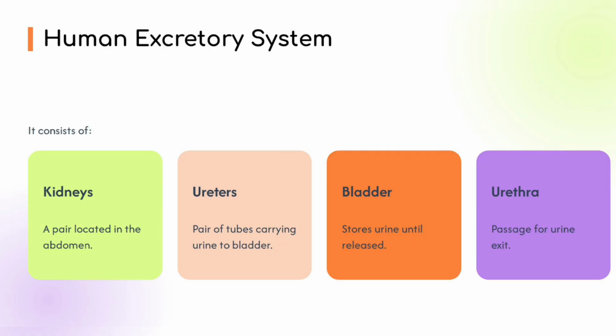Ureters, a pair of tubes, carry urine from the kidneys to the urinary bladder. Urinary bladder stores urine until we are ready to pass it. Urethra, the passage through which urine is expelled from the body. The kidneys are the most important organs here. They filter blood continuously and maintain the water and salt balance in our body.